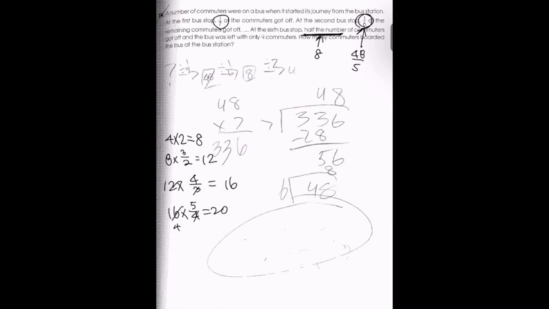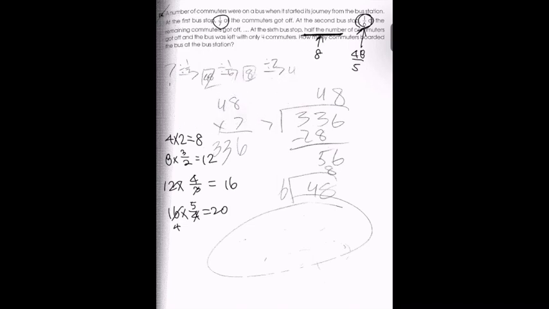So we're multiplying 3 over 2 because we know that at the 5th bus stop, 1/3 got off. So what we're doing basically is we're saying that x minus x over 3 was equal to 8. And so that we can rewrite as 2x over 3 equals 8. And so to get x, we're multiplying 3 over 2.